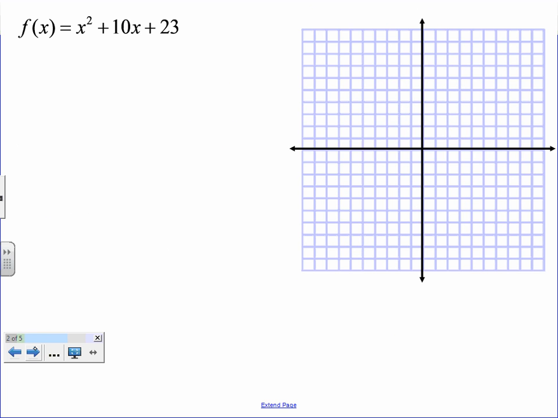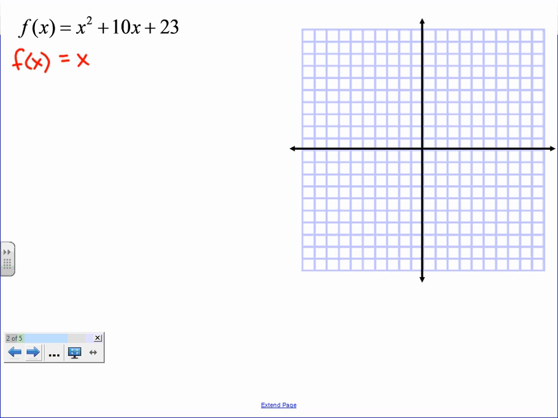So let's take a look at this example here. Notice we have x squared plus 10x plus 23. So we could do -b over 2a and everything we did from the previous lesson, but I'm going to complete the square and put it in vertex form. Now, I'm going to keep this f of x. I'm going to do completing the square just a little bit different, so follow along here.